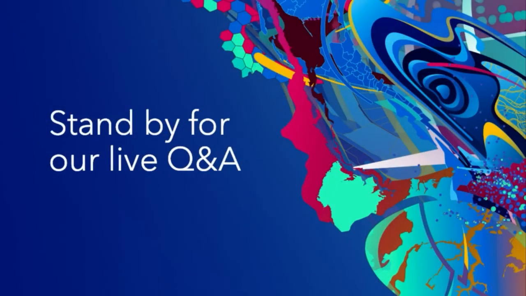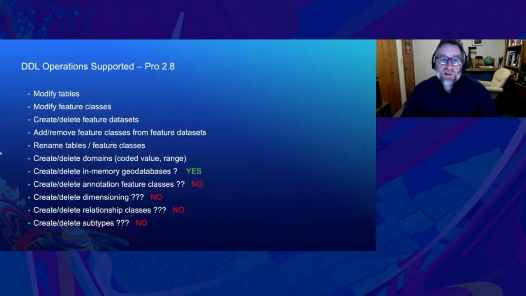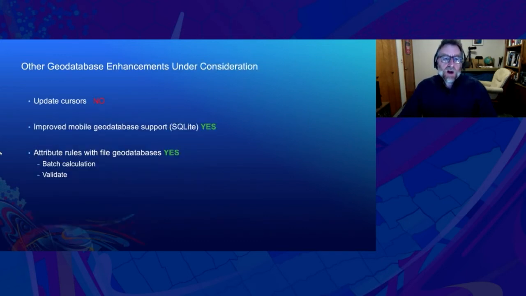Hi there. So before we start live Q&A, just wanted to go through and talk about some of the changes that took place between when this was recorded and now. First, on the list of Pro 2.8 DDL operations, there was a couple of objects with question marks. The one that we did manage to get in is create and delete in-memory geodatabases. The other ones on the list are going to have to wait until a subsequent release. We did not get to update cursors. However, we do have support for improved mobile geodatabase support. I'll talk about that in another slide.